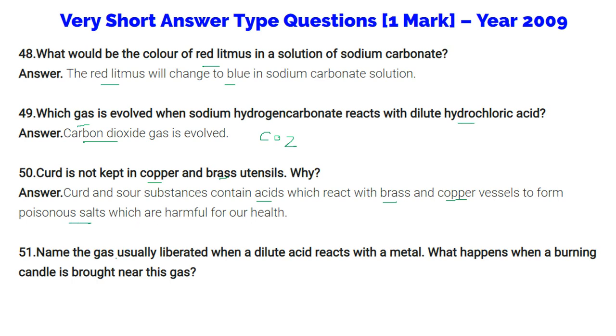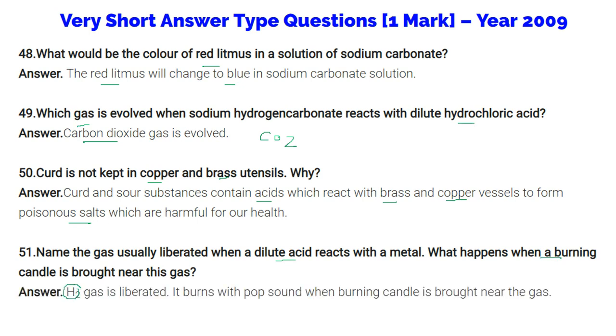Name the gas usually liberated when dilute acid reacts with metal. What happens when a burning candle is brought near this gas? So hydrogen, H2 gas, is liberated. It burns with a pop sound when a burning candle is brought near the gas.